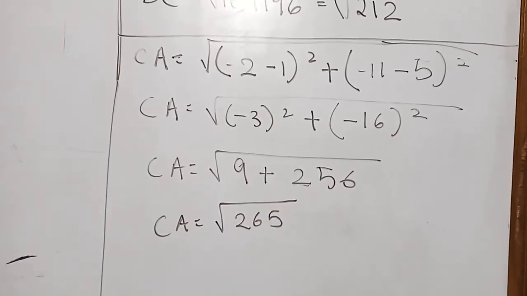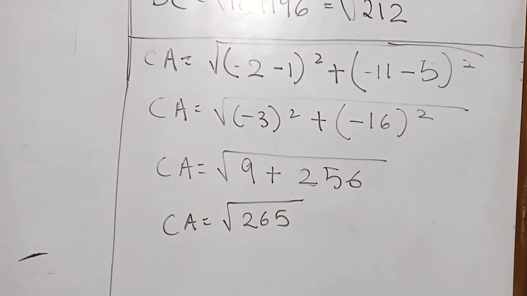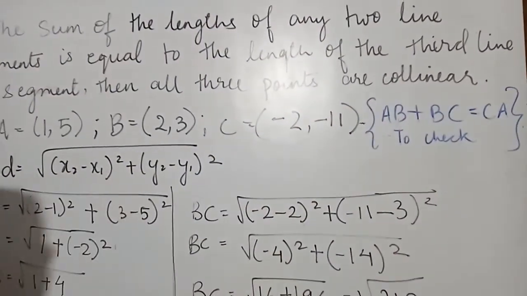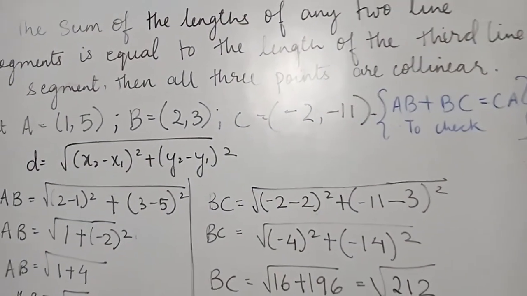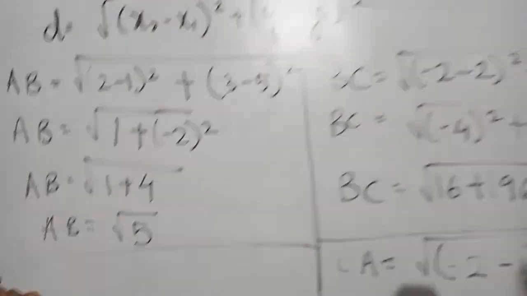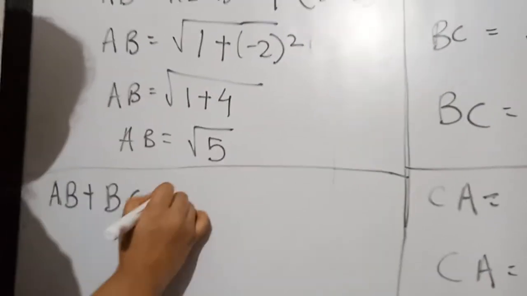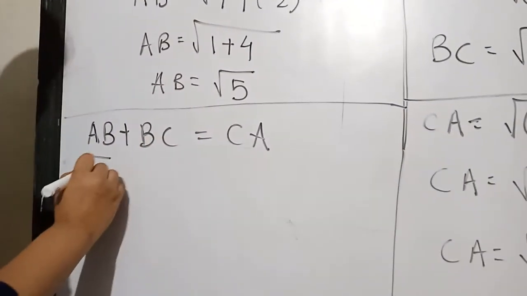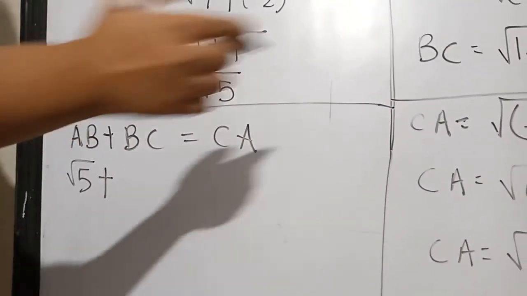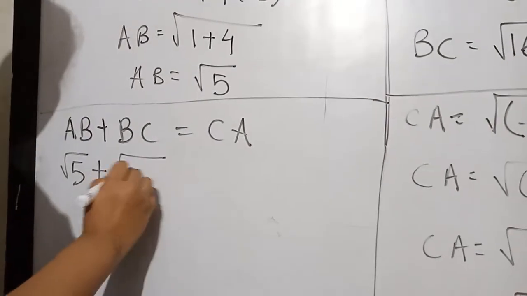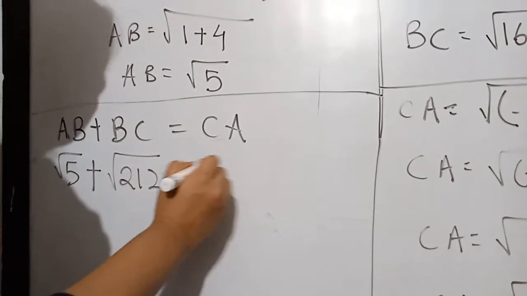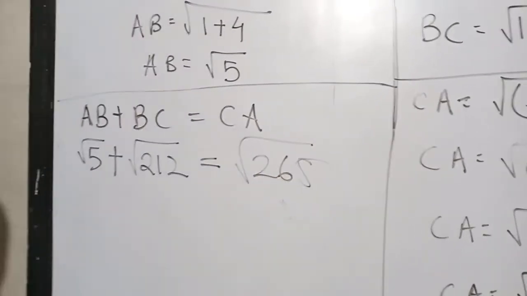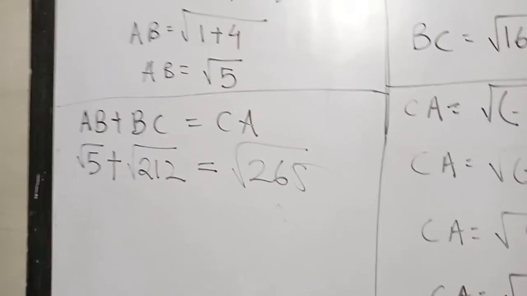Now let us see, children, whether the criteria is fulfilled or not. We have AB plus BC should be equal to CA. Let us see whether this criteria is fulfilled or not. Now AB is what? Root 5 plus BC is what? Root 212. It should be equal to CA, which is what? Root 265. So are they equal?